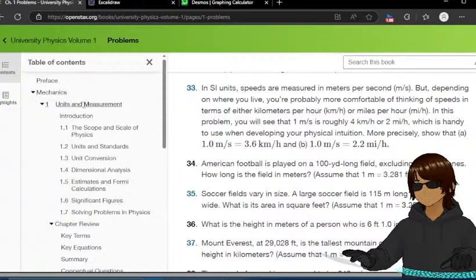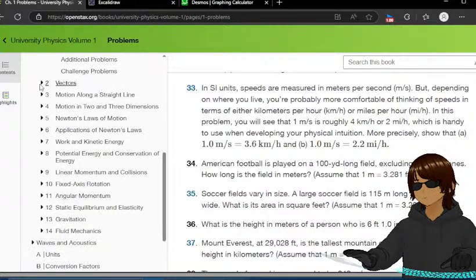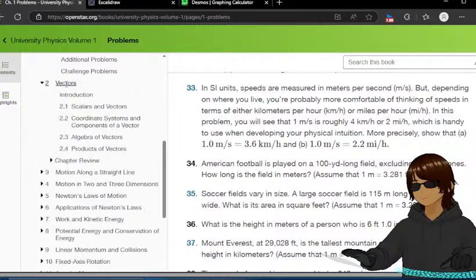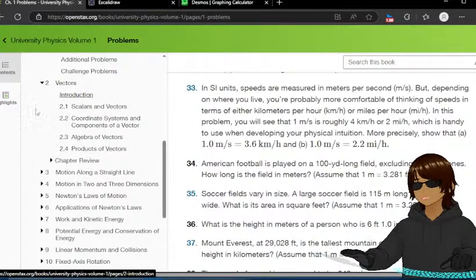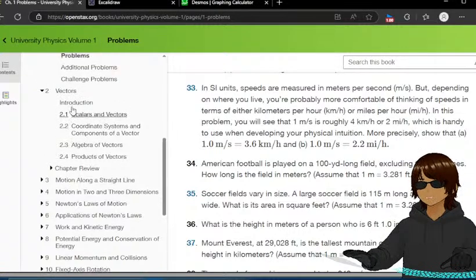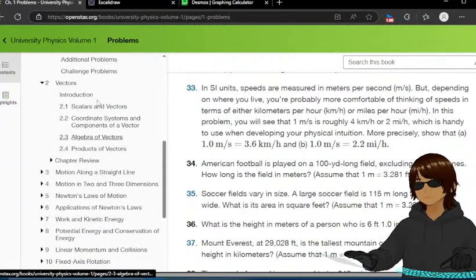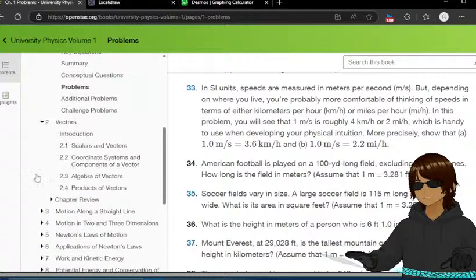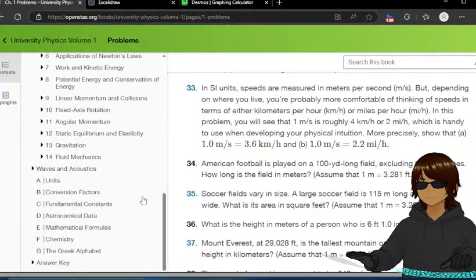How do I close this? Anyways, we have vectors. So this is what I will be doing next stream. I already did vectors in the calculus course, vector-based functions in calculus 3, but this would be a good revision.